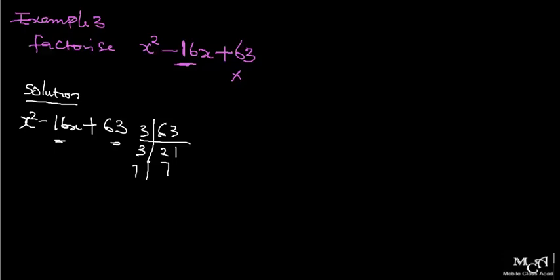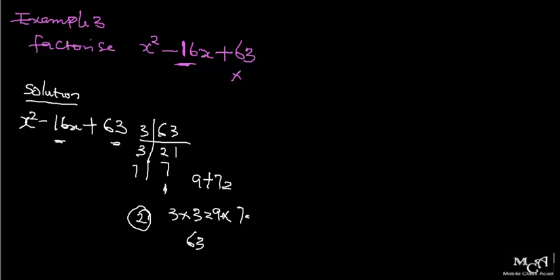Then 7. Can 7 go in 7? We'll be left with 1. We have 3, 3, 7. But we are only looking for two values. These are three values, 3, 3, 7. We are only looking for two values. So what do we do? From here, we are going to do 3 times 3, which is 9, right? Then 7. 9 times 7 will give us 63. So let's do 9 plus 7.